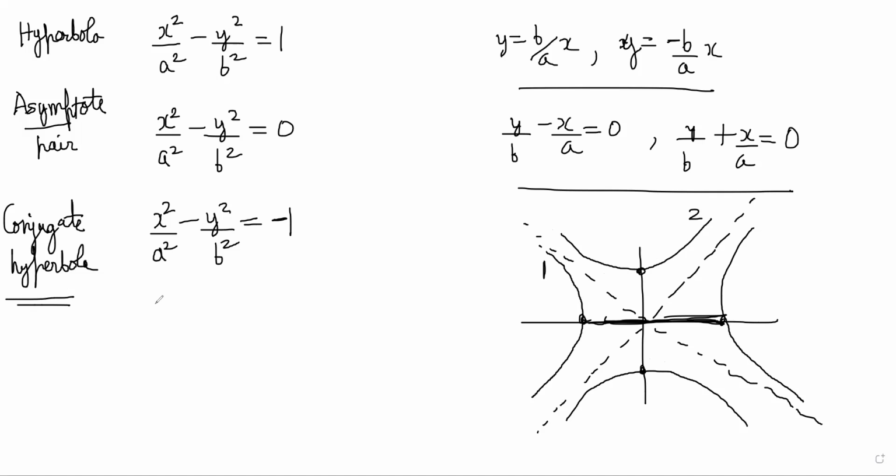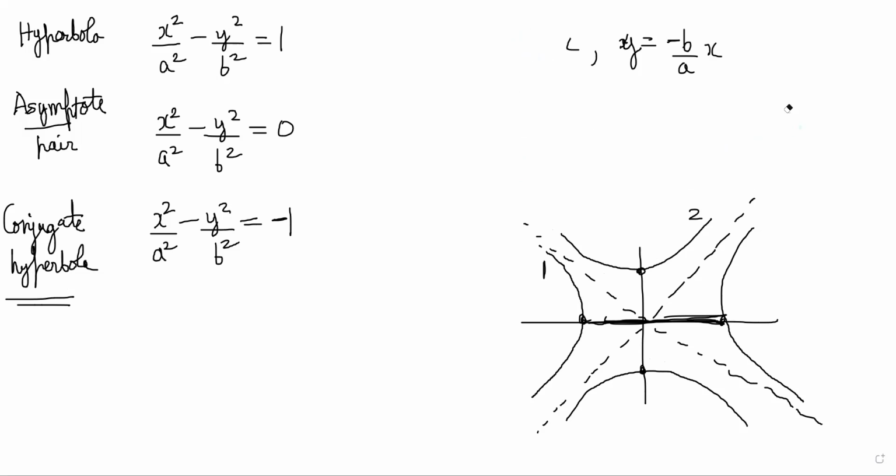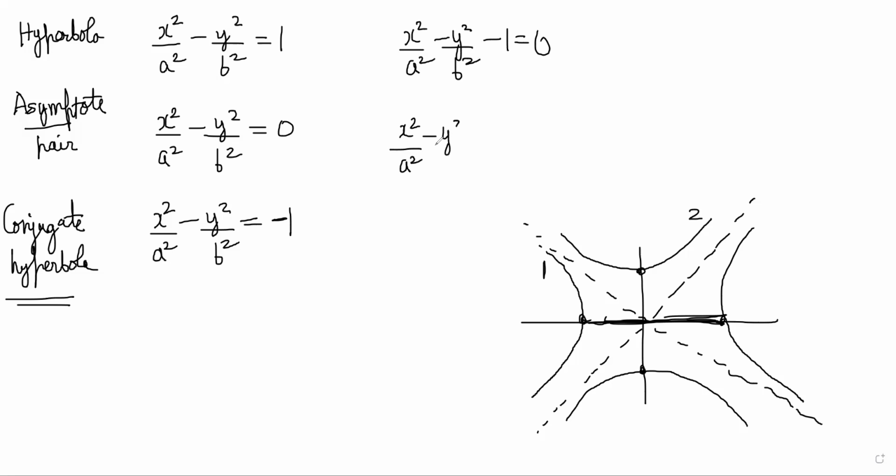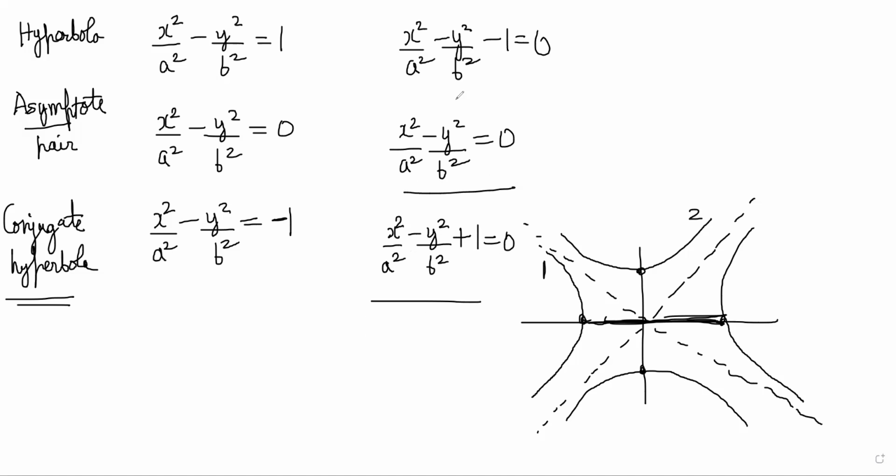So one key thing to remember here is if you write the equations like this, x square by a square minus y square by b square minus 1 is 0. And here x square by a square minus y square by b square is equal to 0. And here x square by a square minus y square by b square plus 1 is 0, right? These three equations, this is equation of hyperbola, this is asymptote, and this is conjugate hyperbola, right?